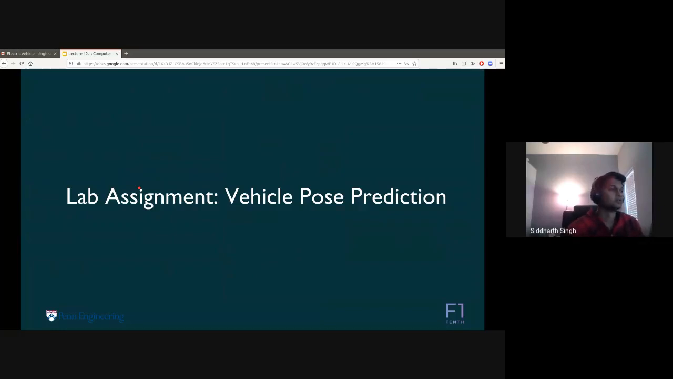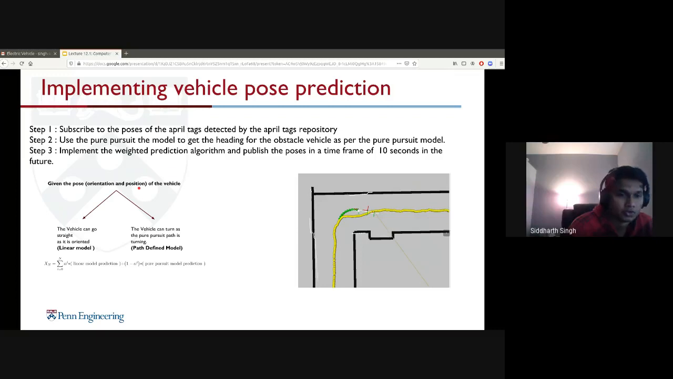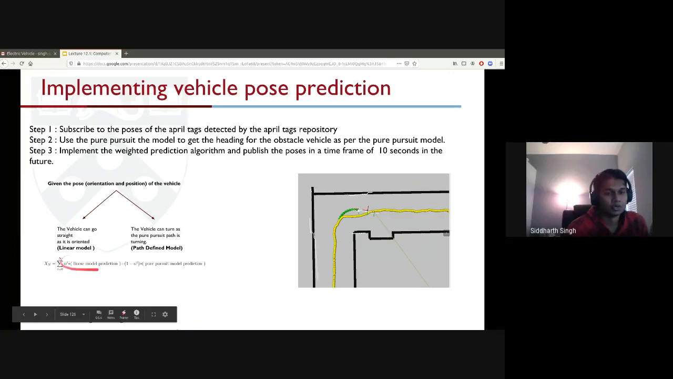Now, what you have to do in the lab, the coding part, is the pose prediction part. You have to include the information that you're getting from the April tags library, and then use that information to perform the predictions. In order to do that, we'll use the same model that we talked about before, which includes both the linear model and the pure pursuit model.